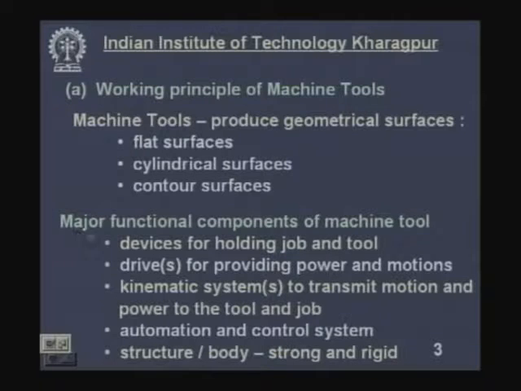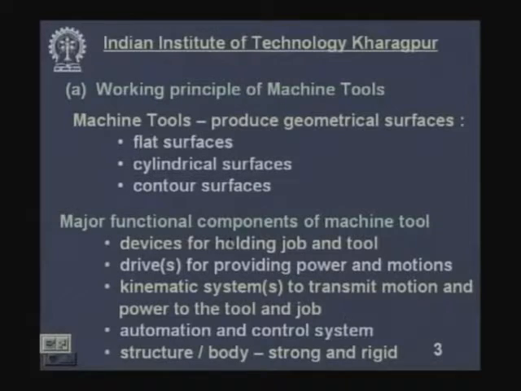Now, major functional components of machine tools. All machine tools will be comprised of some common features, which are devices for holding the job and the tool. For example, in a lathe, the jobs are held in a chuck or the driving plate. The tool is held in a tool holder or tool post.